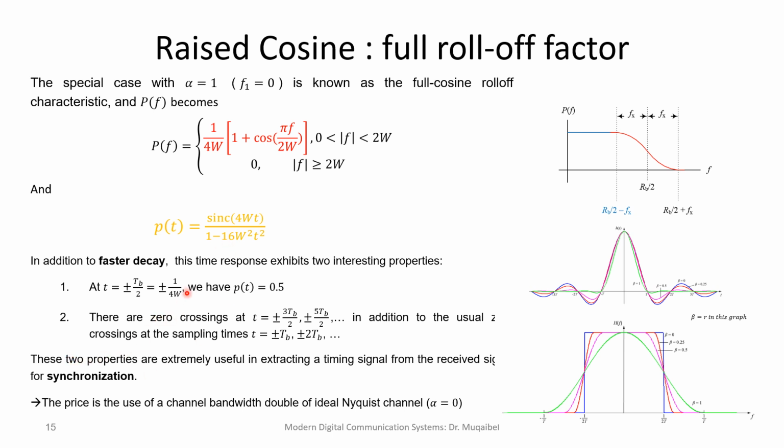Now, of course, for these advantages, the price paid is clear. Compared with alpha equal to 0, this is alpha equal to 1. The price is double the bandwidth requirement. So the price is use of channel bandwidth, double that compared with the ideal Nyquist channel.